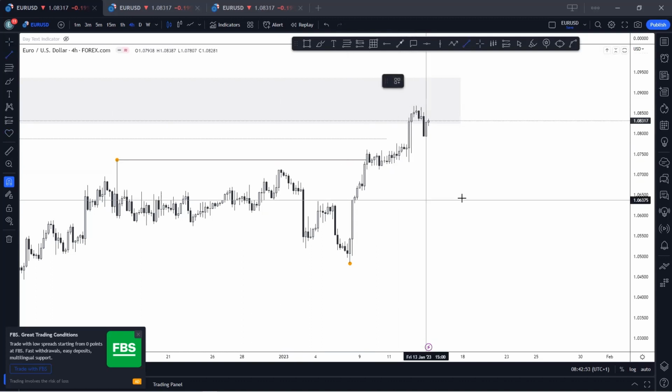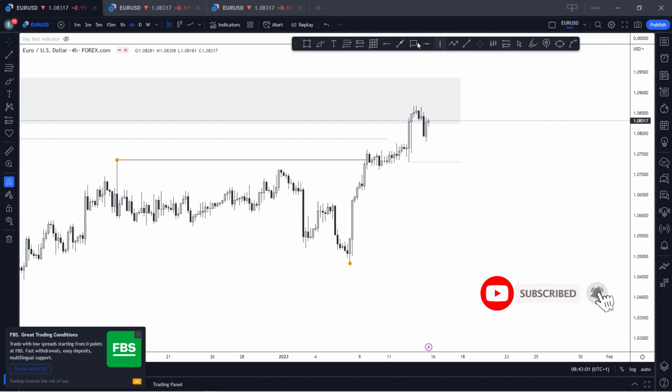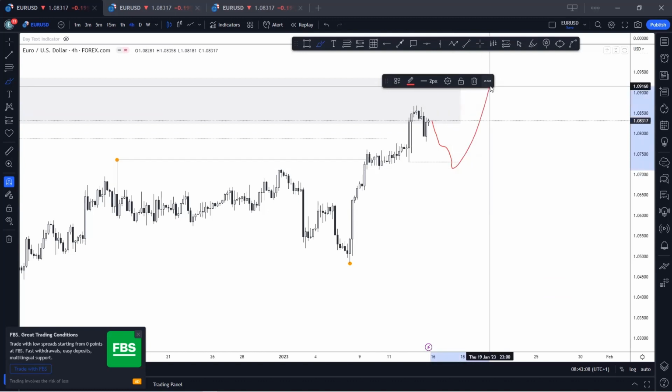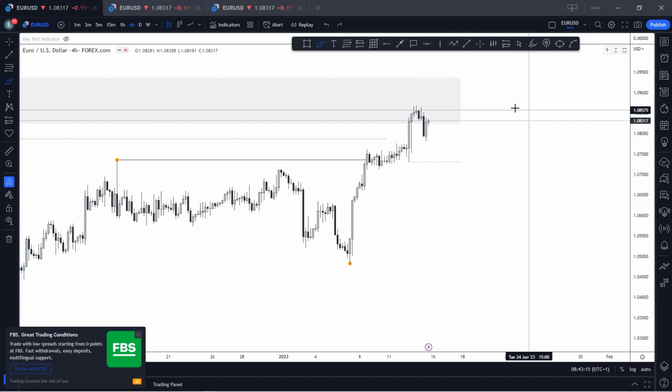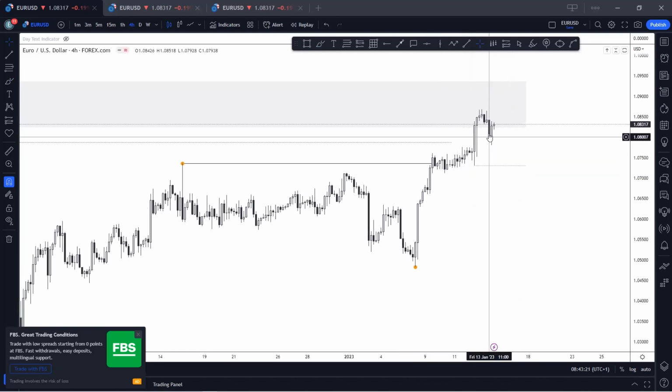So what internal liquidity am I looking at? Currently I can see this low right here. So if price is going to retrace, we could be expecting some retracement to take this liquidity and continue to the upside, or we might even come for a deeper retracement and continue to the upside. So let's see what is going to happen. But this is what I can see on the 4 hours.